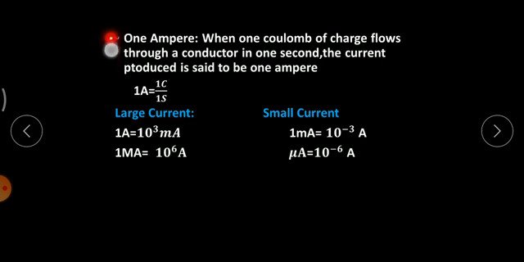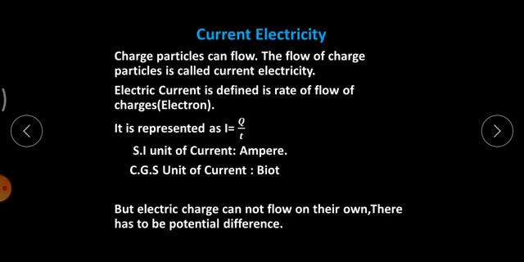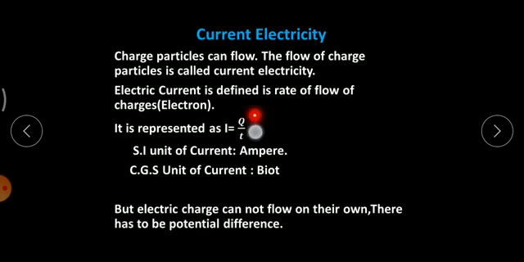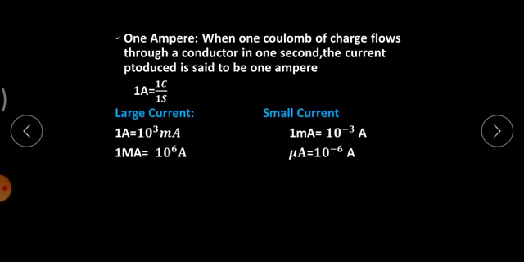Now again, one important thing: 1 ampere. This has been asked n number of times in your previous board exams. How to define 1 ampere? Simply remember the definition I equals Q upon T. Now write the SI unit of these quantities: I, Q and T. I stands for current, so the SI unit of current is ampere. Q stands for charge, and the SI unit of time is second. Simply write 1, 1, 1, and you will get 1 ampere. This is a way you can remember 1 ampere.